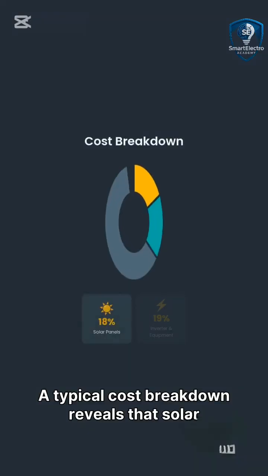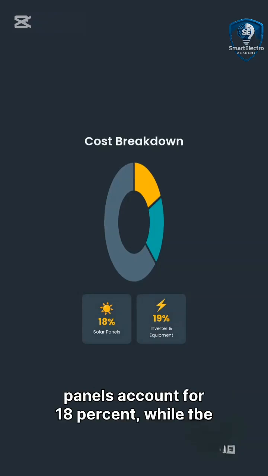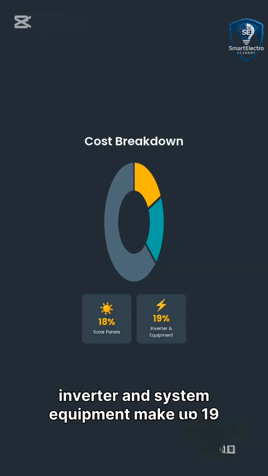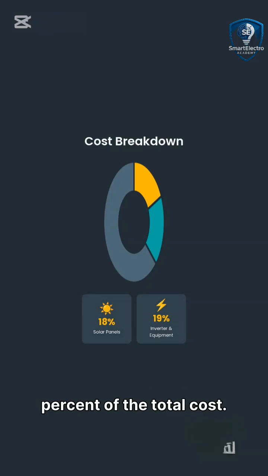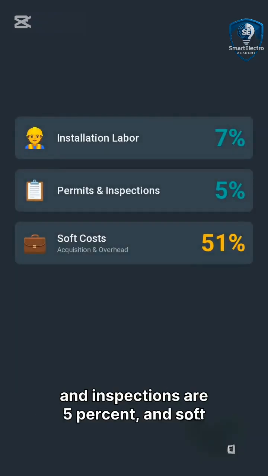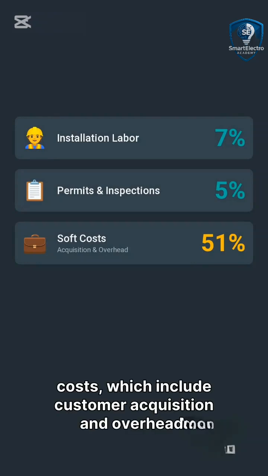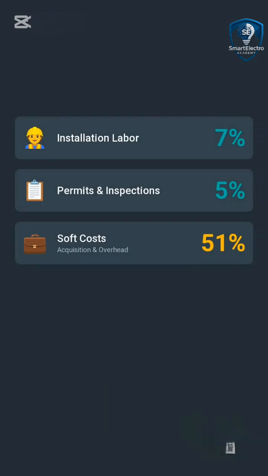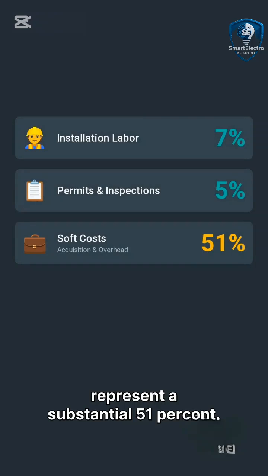A typical cost breakdown reveals that solar panels account for 18%, while the inverter and system equipment make up 19% of the total cost. Installation labor is around 7%, permits and inspections are 5%, and soft costs, which include customer acquisition and overhead, represent a substantial 51%.